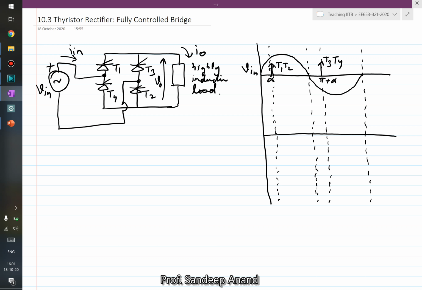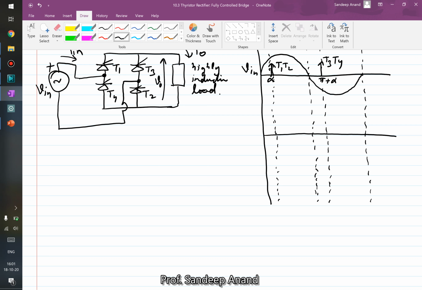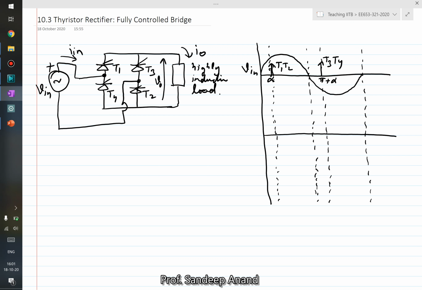So now let us draw the current I in, right, and the output voltage VO in the same graph. So if we start again, as we discussed before, it's better to start at an instant where you are triggering some devices. So let's start at instant alpha and let's start drawing the waveform from that point. So what happens at alpha?